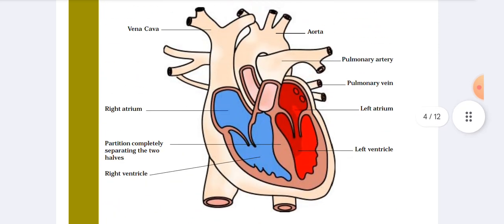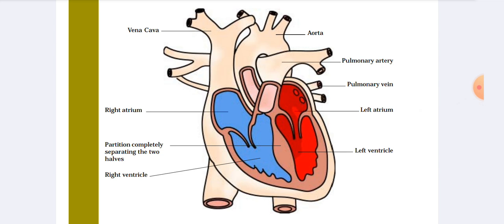Let's come up to here. What is the partition and why is it so? This is so because it prevents the mixing of the blood rich in carbon dioxide with the blood rich in oxygen. Now, what causes a heartbeat?